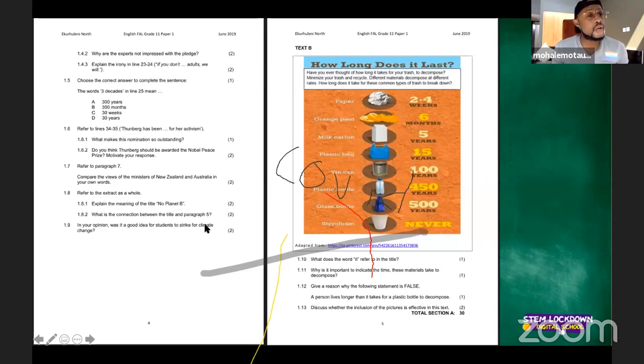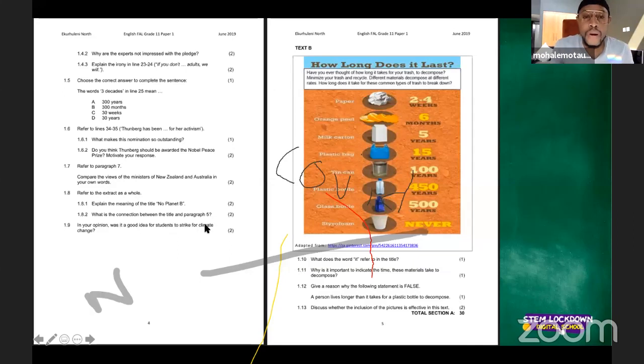Or if you're going to say no, it was not a good idea for them to strike, then you also give me a reason. You can say no, they are supposed to be in school, they are supposed to be in class, they're not supposed to be in the street striking. They should leave this to the government, they should leave this to adults, they should leave this to the UN. You just have to give me a substantial reason why you're saying yes in your own opinion, or you're saying no in your own opinion.